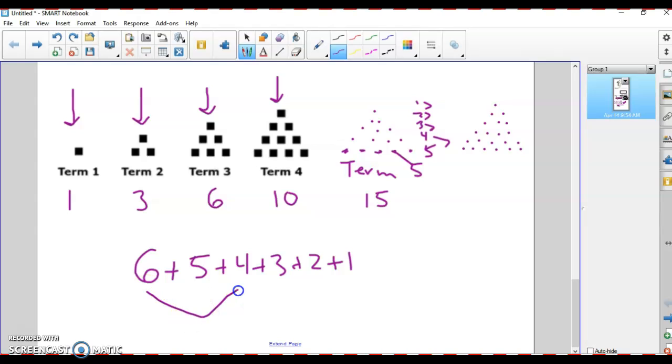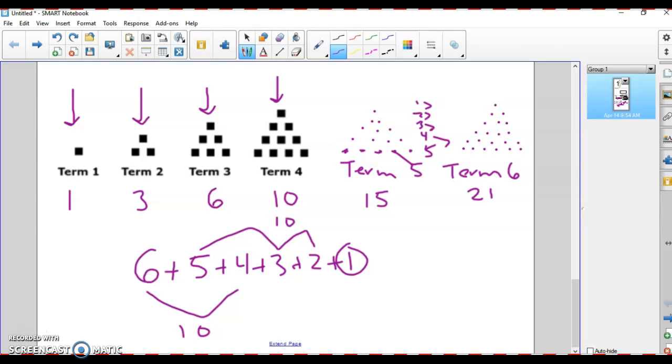I know 6 and 4 make a 10. I know 5 and 3 and 2 make another 10. And then we have this 1 left over. So 10 plus 10 is 20, plus 1 is 21. And that would be term 6. So it's not always going to give you a rule. Sometimes you would have to find the rule on your own.